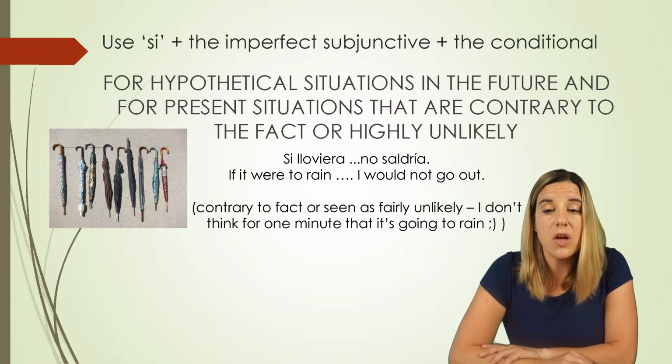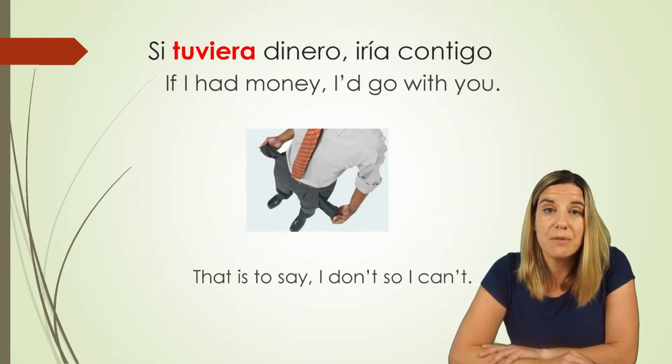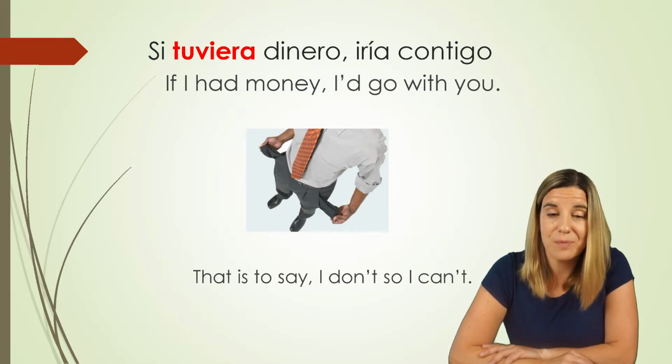So again, this is also based on the perspective of the speaker. It's seen as fairly unlikely, very unlikely. I don't think for one minute that it's going to rain. Another example would be, si tuviera el dinero, iría contigo. If I had the money, I'd go with you. And I definitely don't have the money. I don't have it, so I can't go.